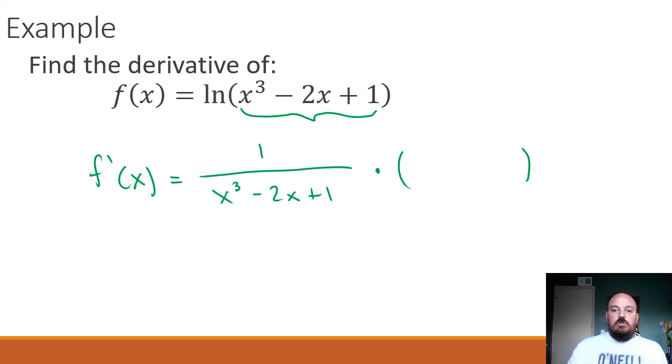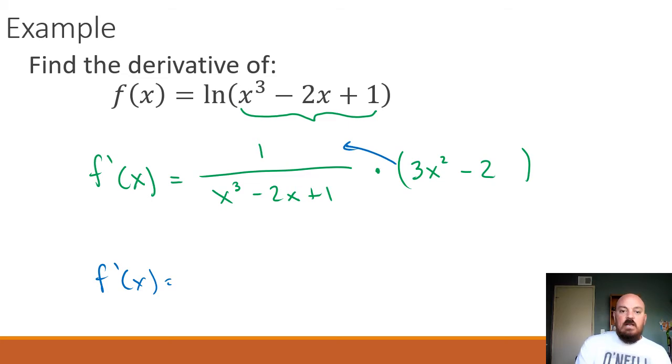The derivative of x cubed, that's 3x squared, that's power rule, multiply by 3, lower the exponent by 1. The derivative of negative 2x is just negative 2. And then the derivative of 1 is 0, it disappears. So what we have is a fraction times a polynomial. What you're really doing here, you're just taking this and just putting it on top. So for my final answer, what I get is 3x squared minus 2 over x cubed minus 2x plus 1.